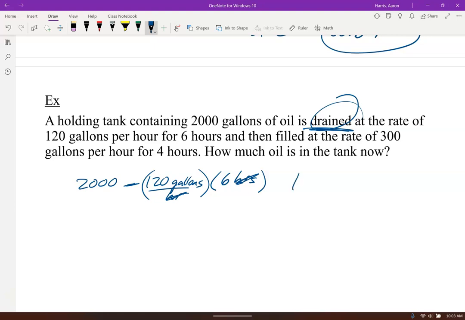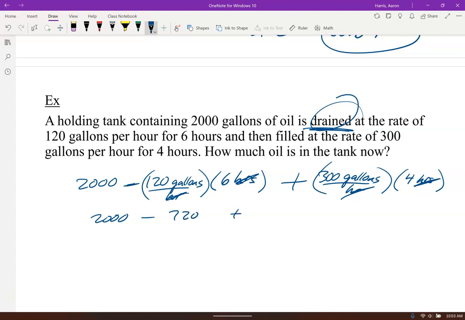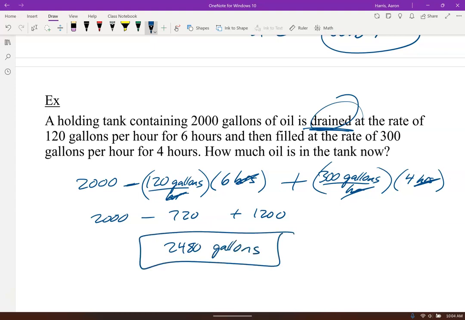And then it's filling up. So we're going to add in. We're trying to figure out how much oil is in the tank. Now we're going to add in 300 gallons per hour, and it does this for 4 hours. So we're adding in, notice my hours cancel, another 1,200. Right? So we got 2,000 minus 120 times 6, 720 gallons. Then we're adding in 300 times 4, 1,200 more gallons. So 2,000 minus 720 plus 1,200, 2,480 gallons is what we end up with in the tank at the end of that time period.